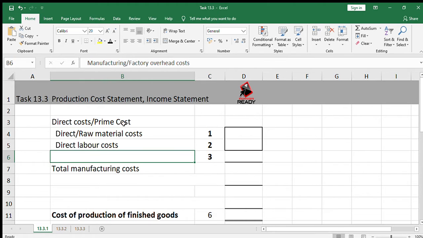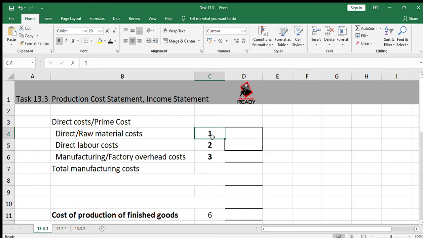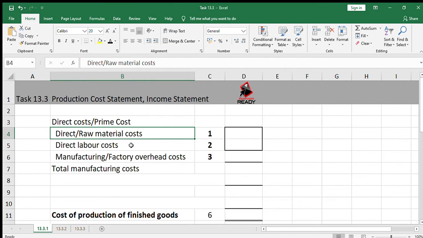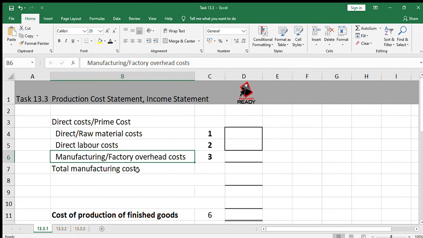Then we're going to put our manufacturing overheads, also known as factory overheads. Do you see I have these note numbers here. The direct material answer is going to come from note 1, direct labor costs from note 2, and the factory overheads from note 3. Together, the direct material cost and the direct labor costs are called the prime cost. Then the prime cost together with the factory overheads we call total manufacturing costs.